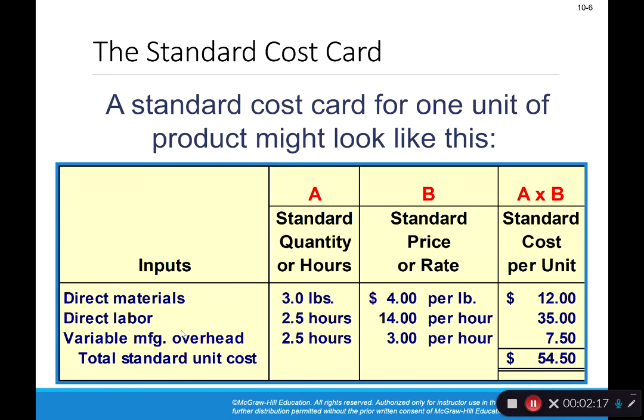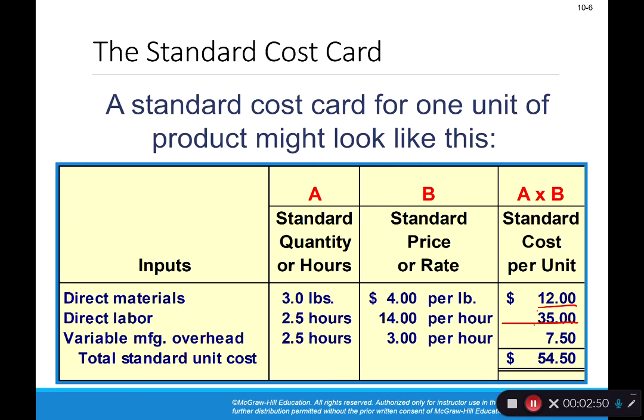If we put all those concepts together, we can create what's referred to as a standard cost card. A standard cost card just takes the standard quantity that we believe we need to make a product and multiplies it by the standard price in order to get the standard cost to make one unit. As an example, for direct materials, we believe we're going to take 3 pounds of material at $4 a pound. So to make one unit, it's going to cost a total of $12. Likewise, for labor, it's 2.5 hours at a labor rate of $14 an hour. So the total labor that goes into the product is $35.